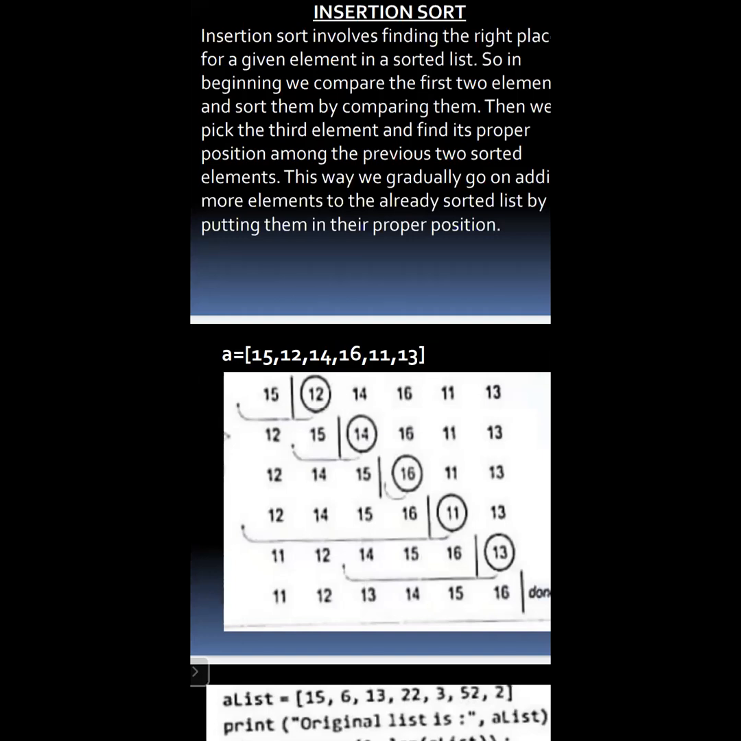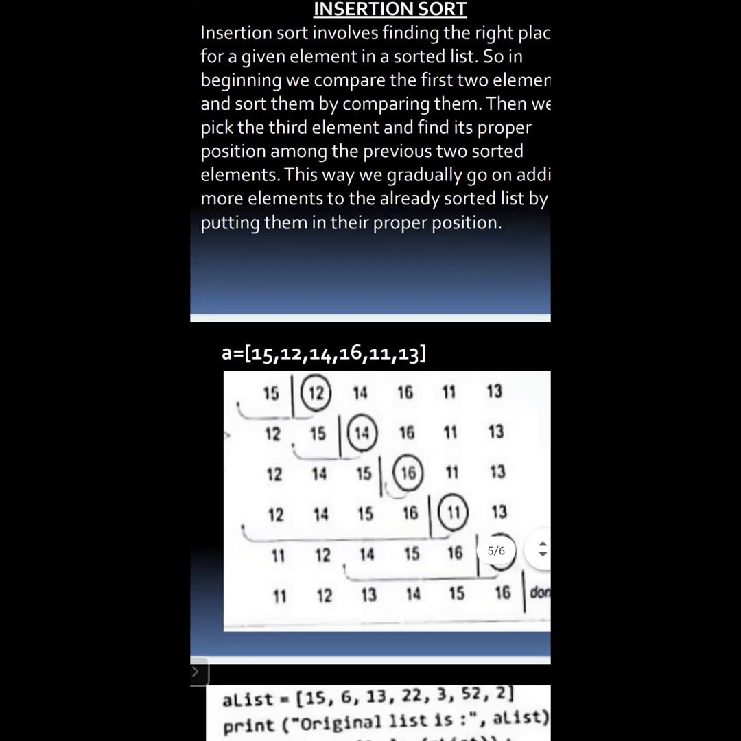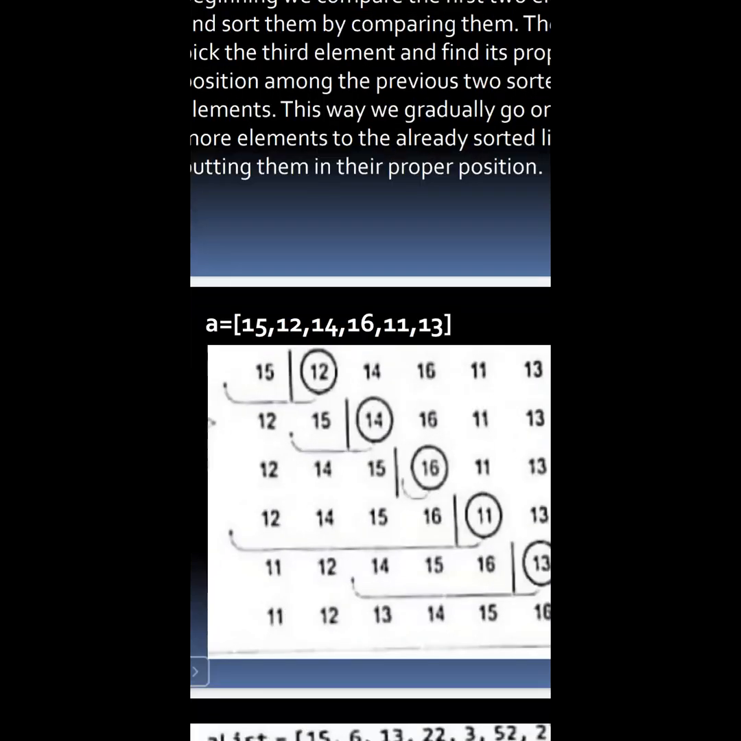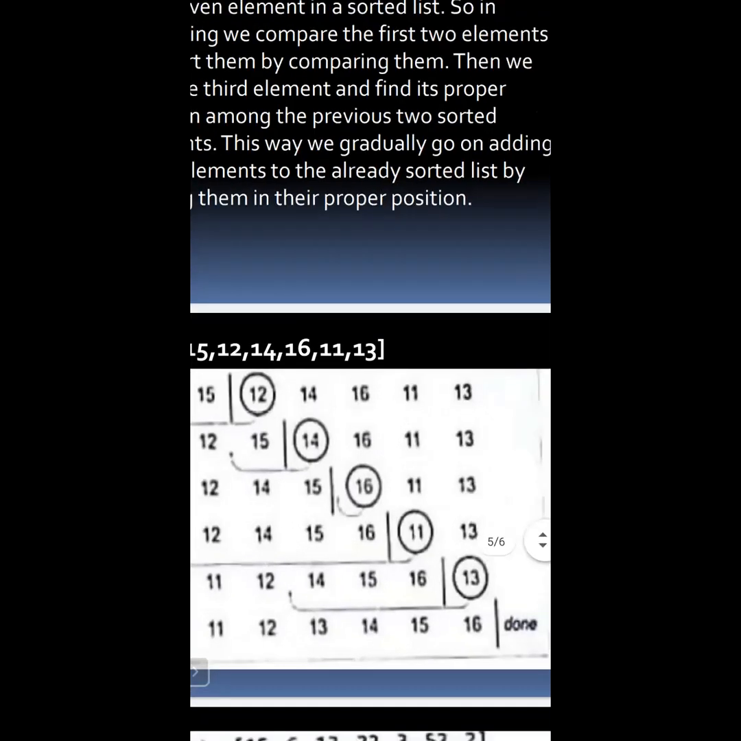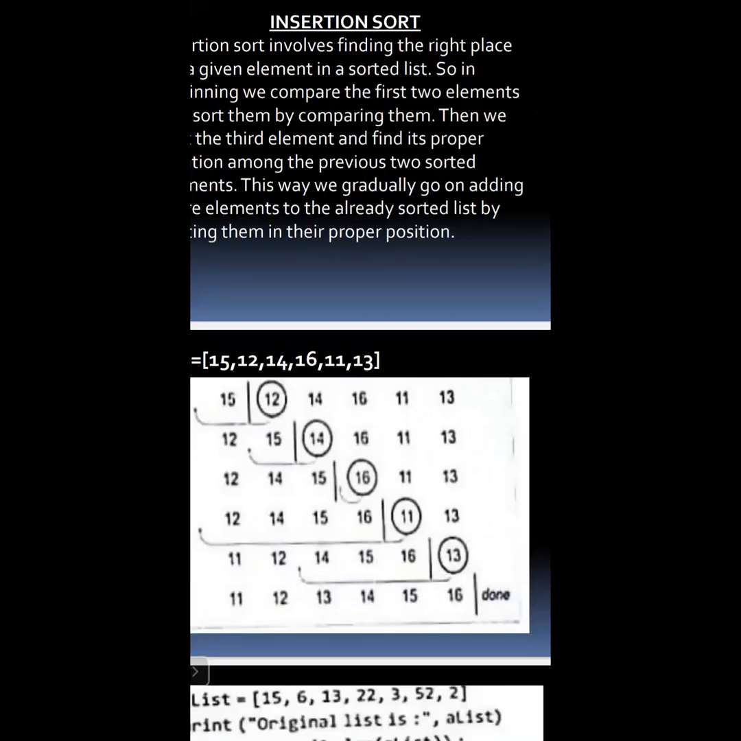Hello? Did you understand? Yes, sir. You can see the circled one, 12. It will be checked with 15, then the condition is true, then it will be swapped. You can see in the second line, from left to right: 15, 12, 14, 16, 11, 13. Check the horizontal line. In the first line, 12 is compared with 15 and it will be swapped.